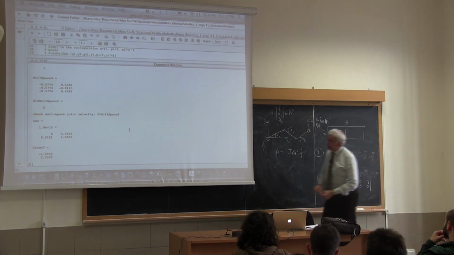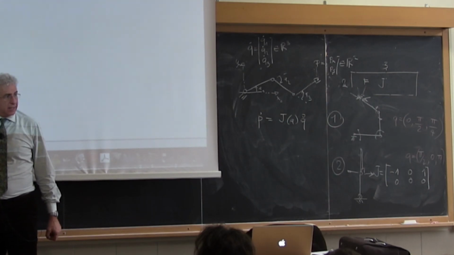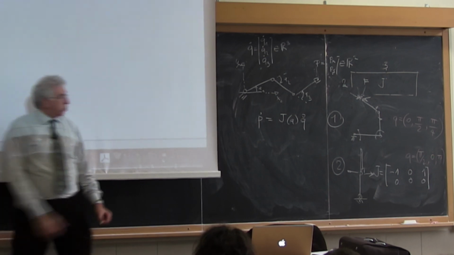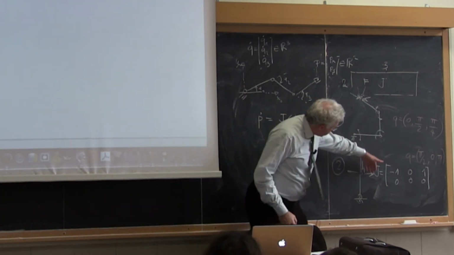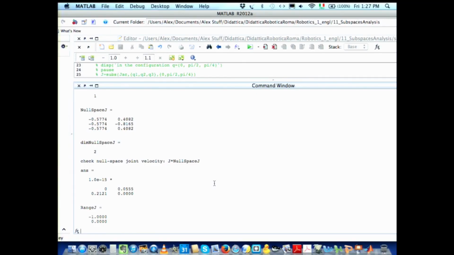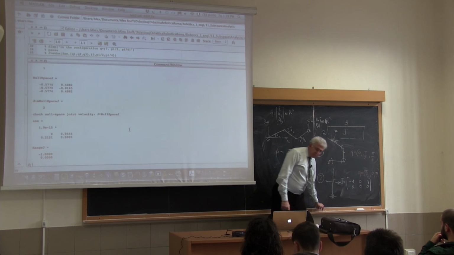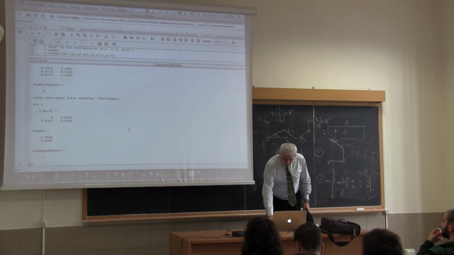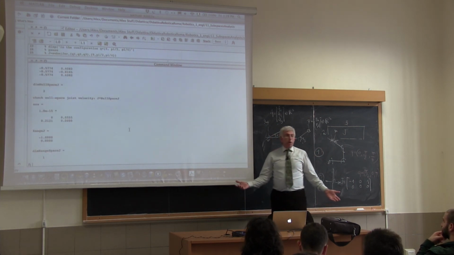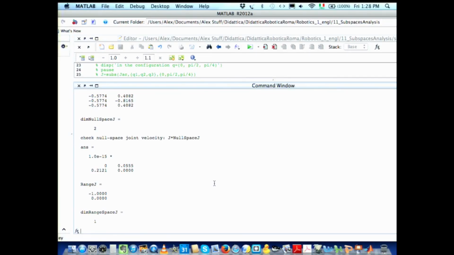And in fact, I can see here, I have a non-zero component along the x-axis and 0 along the y-axis, which means that the only velocities that I can generate at the end effector level are plus or minus in this direction. Okay? Dimension 1 instead of 2. So I'm losing mobility at the end effector level.